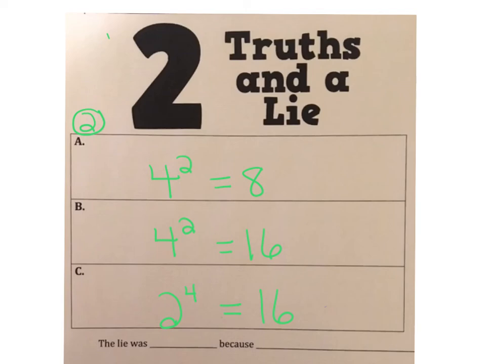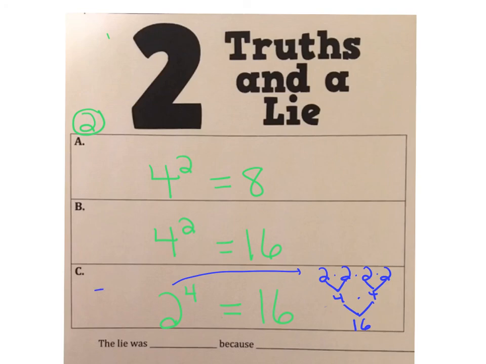Now that you've had a moment to look at the work, let's try them together. Let's start from the bottom and work our way up. 2 to the fourth power is 2 times 2 times 2 times 2. Well, let's multiply. 2 times 2 is 4, and 4 times 4 is indeed 16.